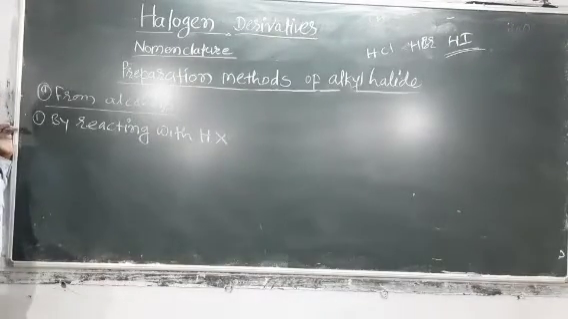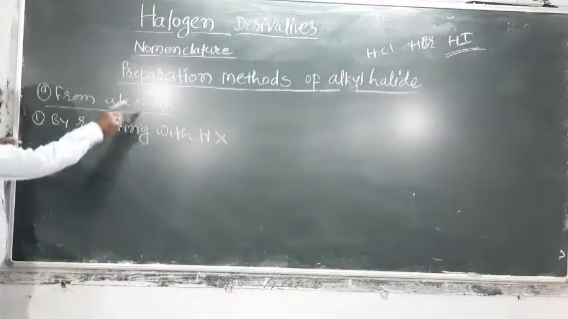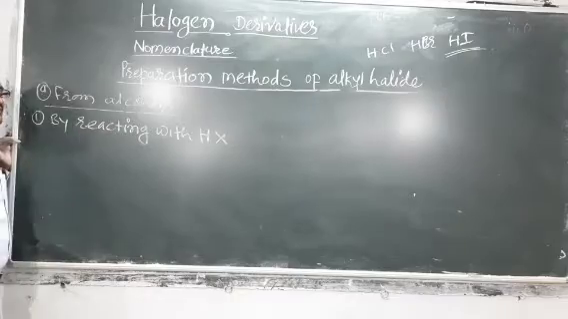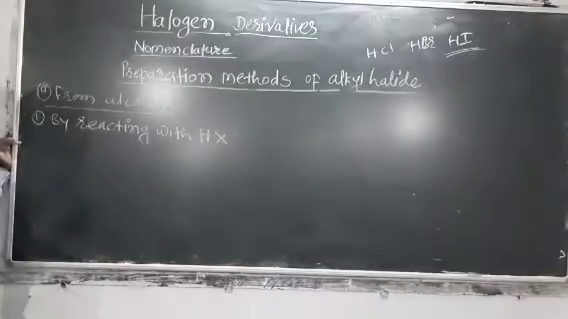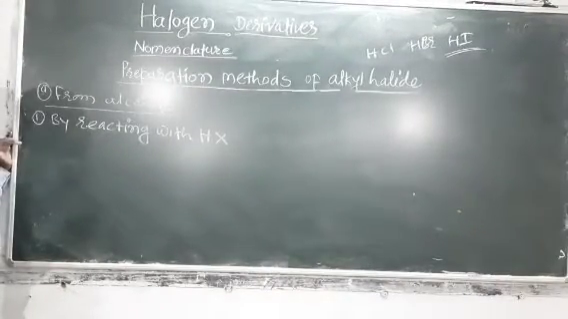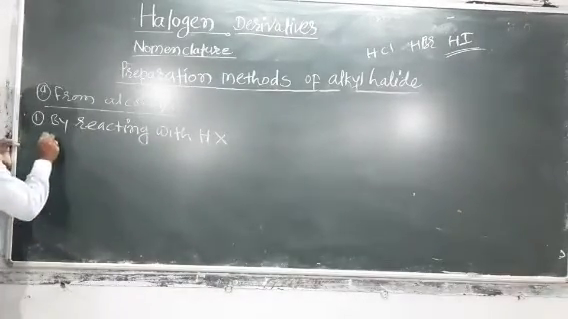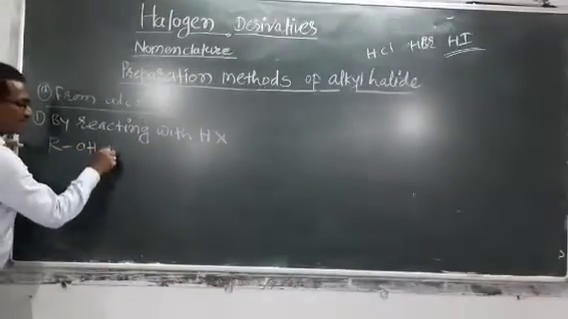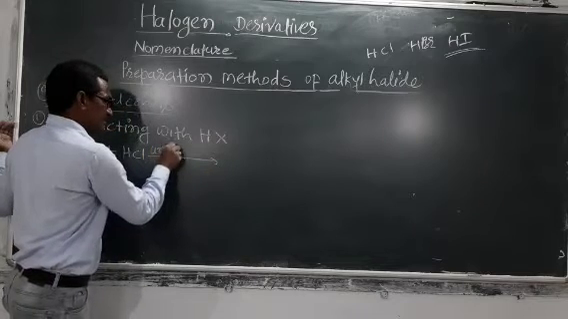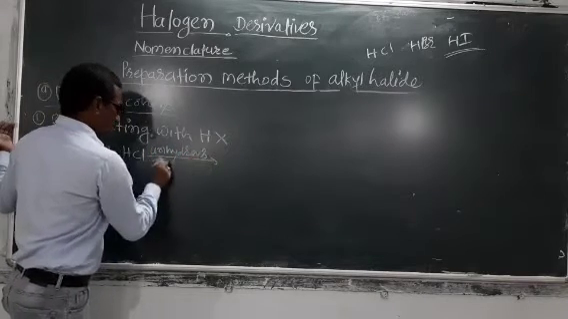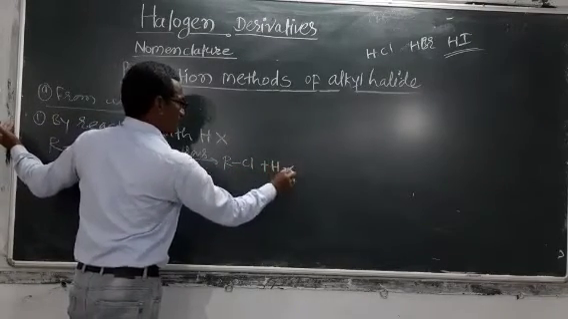The last two reactions we will see later on, but here we will start with the preparation of alkyl halide from alcohols by reacting with HX. HX may be hydrochloric acid, hydrogen bromide or hydrogen iodide. When we react alcohol with HCl in the presence of a suitable reagent, anhydrous ZnCl2, it will give RCl plus H2O.